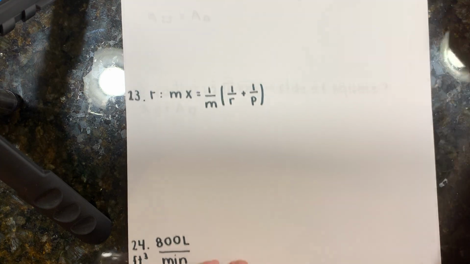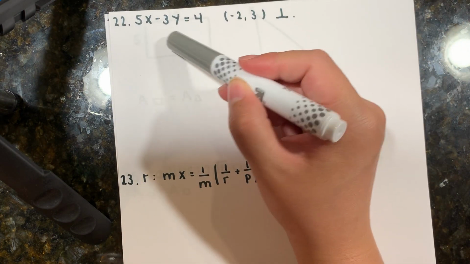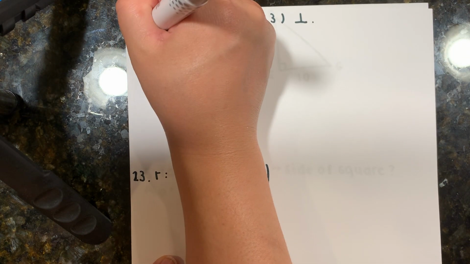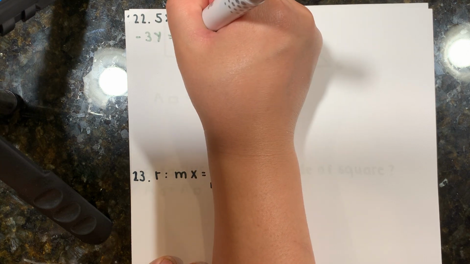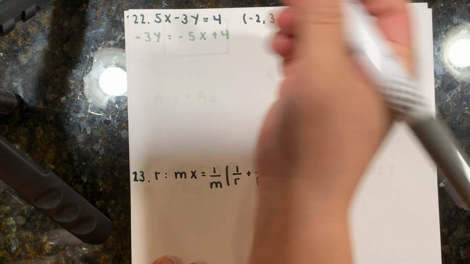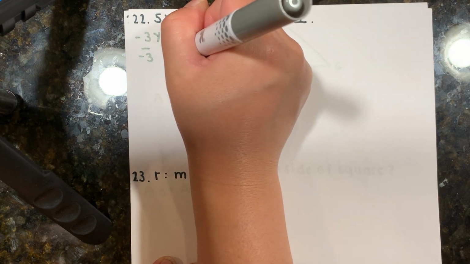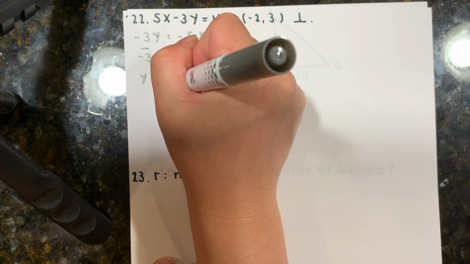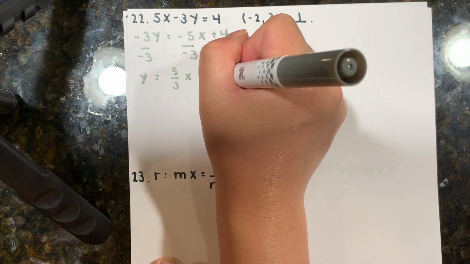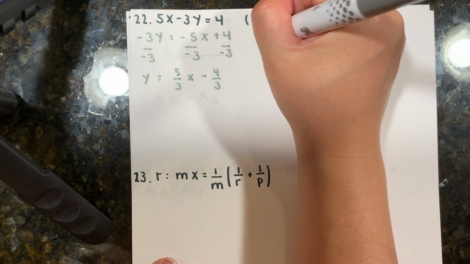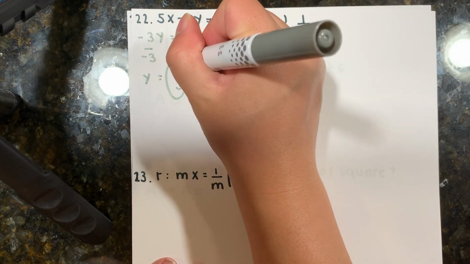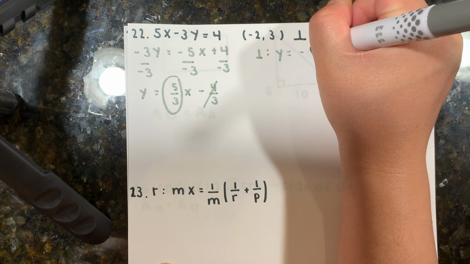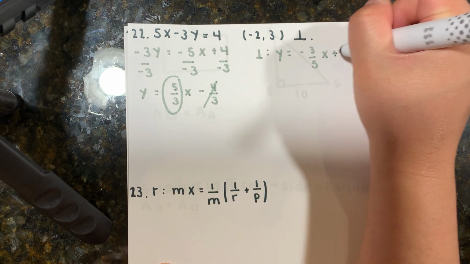Now moving on to number 22, we have to find the perpendicular of this line that goes through this point. So the first thing you have to do is change the format. So this would be negative 3y equals negative 5x plus 4. You're going to divide everything by negative 3. So I have y is equal to 5/3 x minus 4/3. When we do the perpendicular, we take the negative reciprocal of the slope and this b goes away. So that's going to become y is equal to negative 3/5 x plus b.